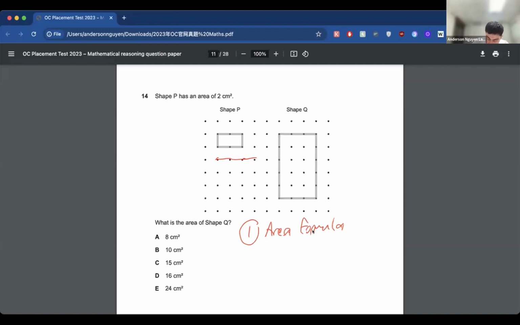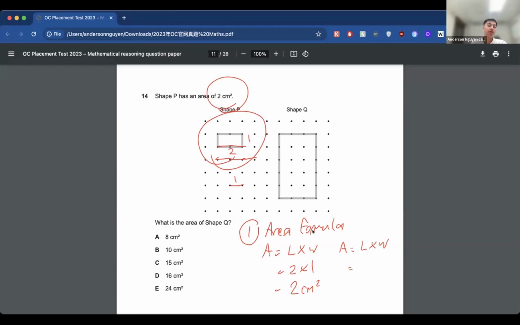Now, if you measure it, you see that this rectangle is worth 2 by 1. So if your area for your rectangle is length times width, 2 times 1 is indeed 2 centimeters squared, just like what the information told you. So each dot to dot is in fact worth 1. We're lucky this time. Okay, so now if we apply our formula once again for our shape Q, you need to know what the lengths and widths are. So just measure it. Length is 1, 2, 3, 4, 5. For your width, 1, 2, 3. So it's 5 times 3, getting you 15 centimeters squared.